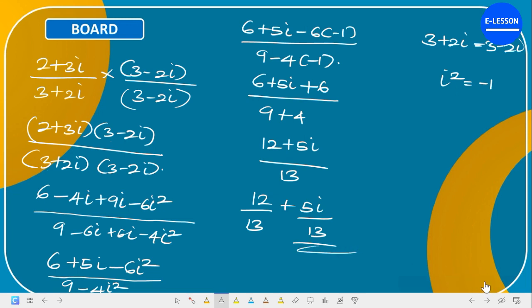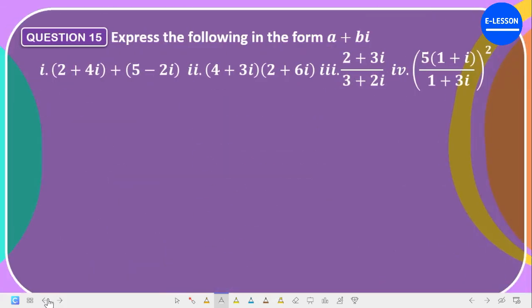Are we getting it? They just say express it in the form of a plus ib in such a way that you have the real part, which is 12 over 13, and the imaginary part, which is 5i over 13. And that is the solution to that question. Now let's look at the next one.